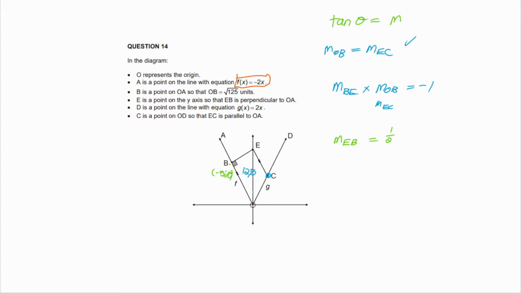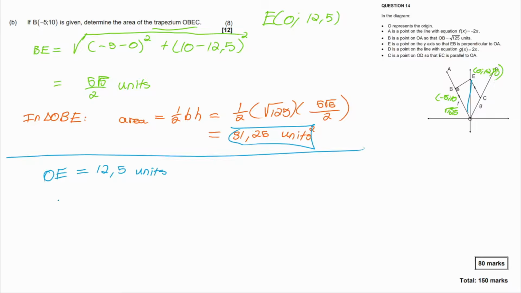I would need the coordinates of C, right? So C is the point of intersection of this line EC and this line OC. I already know that this is 2x, so I just need to find the equation of this line, which is not a problem because I know the gradient of this line is -2. So the gradient of EC is equal to the gradient of OB, which is -2, and that's because OB is parallel to EC.